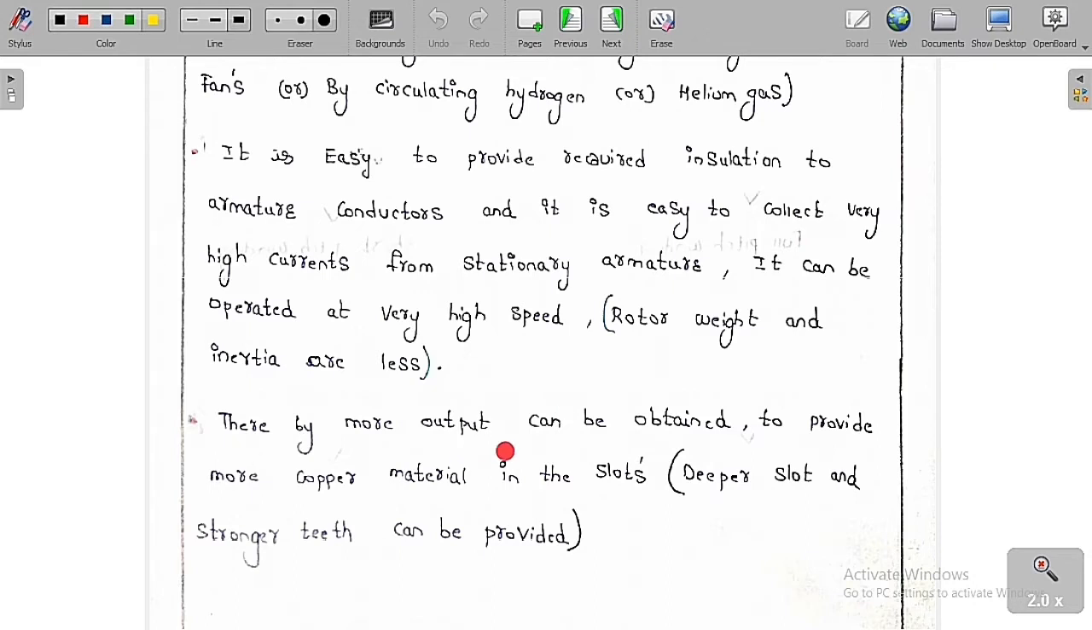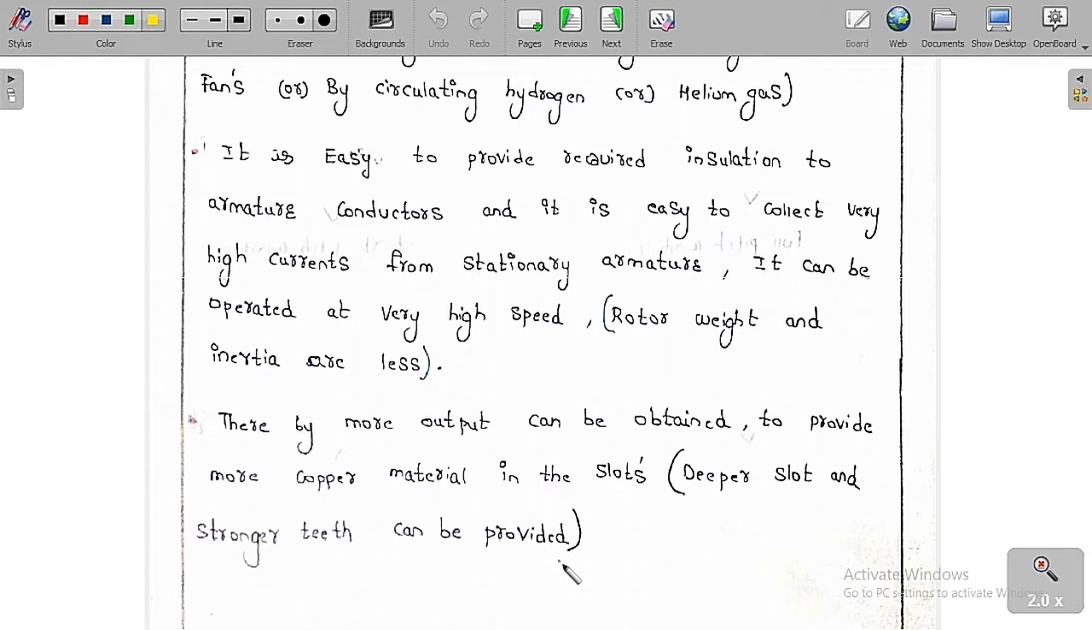And more output can be obtained by providing more copper material in the slots, and deeper slots and stronger teeth can be provided. So we can say clearly, as the armature conductors are on the stator, we can get more output from them, whatever output we require. We can get more output from the armature if it is stationary, and we can provide more copper material in the slots.